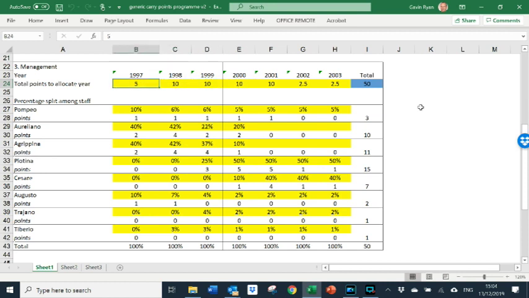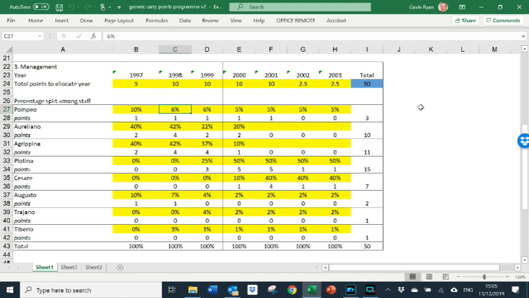So let's see how this could work. We have in our staff Pompeo, who's getting 10% of those 5 points, so he gets a point. Aureliano, who gets 40%, is obviously more senior, and gets 2 points. Agrippina, the same, she gets 2 points. Plotina gets nothing, she hasn't joined the firm yet. Cesare hasn't joined yet. Augusto is a junior, he gets 1 point. Traiano hasn't joined, and Tiberio hasn't joined, so he gets 0 points.